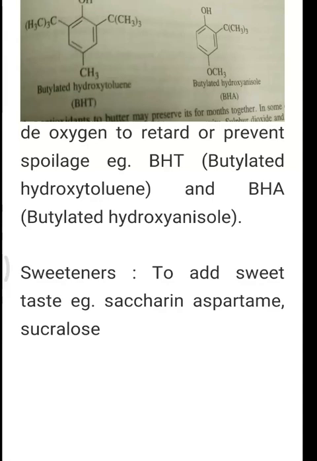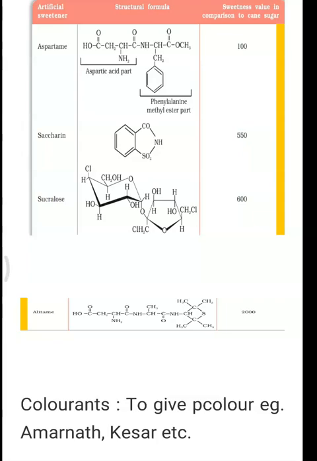The common artificial sweeteners are aspartame, saccharine, sucralose and alitame. Let's talk about saccharine first. Saccharine is nearly 550 times more sweet than the cane sugar, and it is given to diabetic patients. This is the oldest one used by the people.